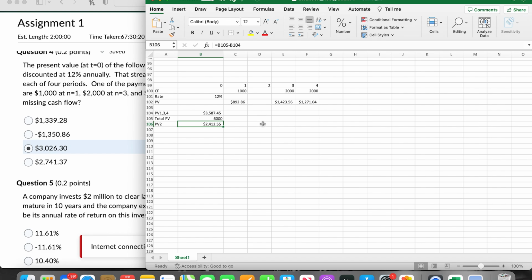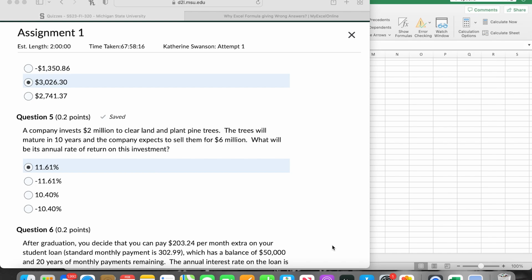But we need to calculate what was that original amount of cash flow. So what we're going to do is equals FV, 12%, still the same, period 2, payment no. We're going to do a negative $2,412.55 for a total of $3,026.30.